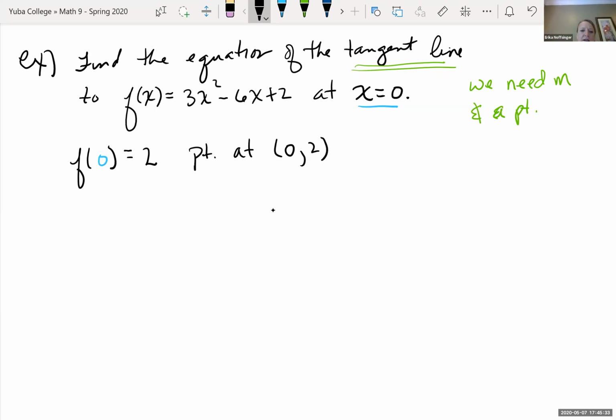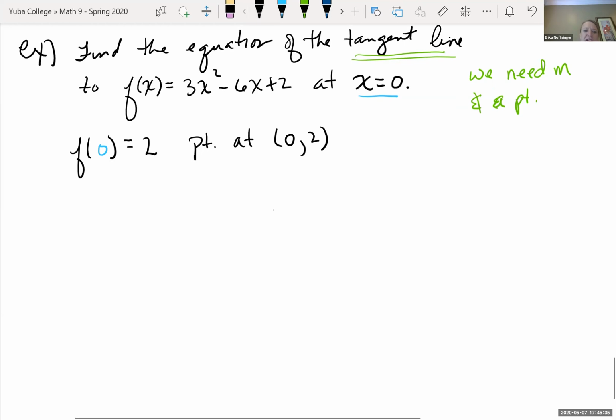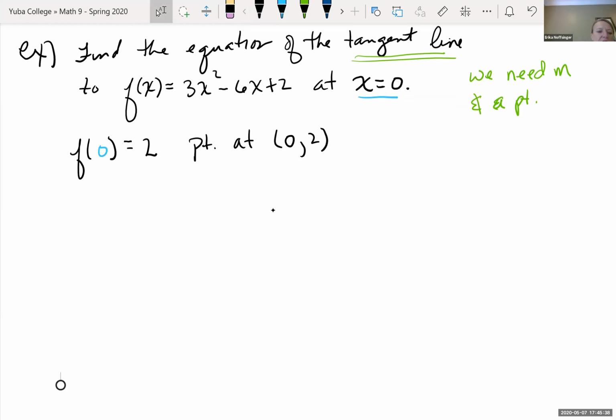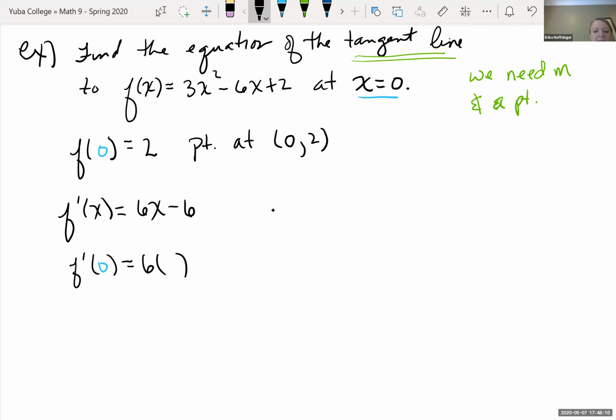To find the derivative, or to find the slope, we need the derivative of our function and then evaluate it at x equals 0. So taking the derivative of f of x, we get 6x minus 6. We want to find the slope, so plug in 0. So we have f prime of 0. So this is equal to 6 times 0 minus 6, which is equal to negative 6.